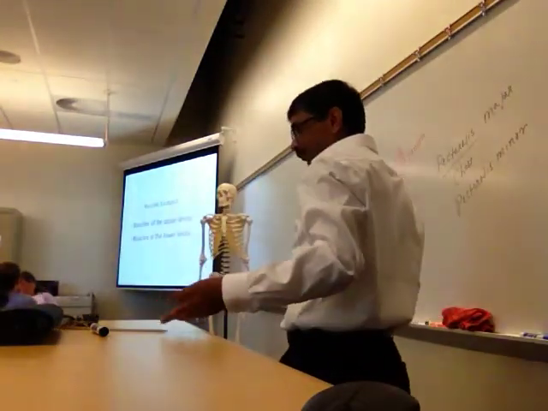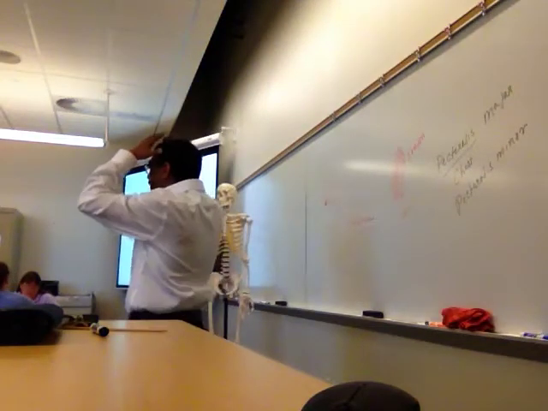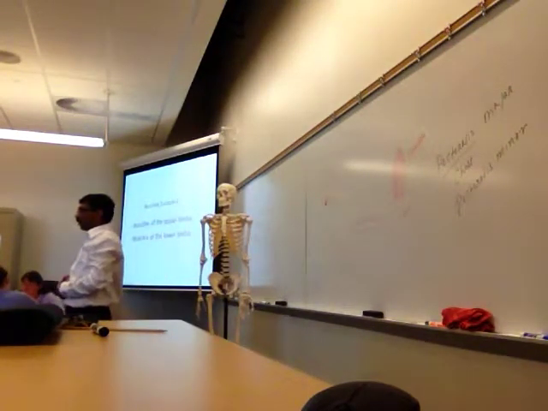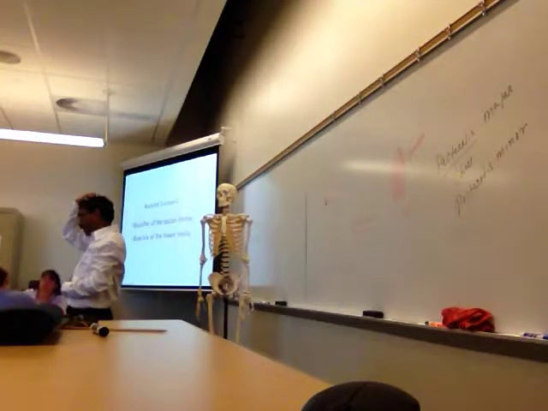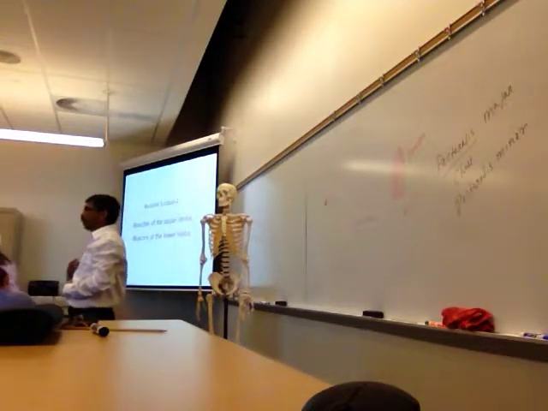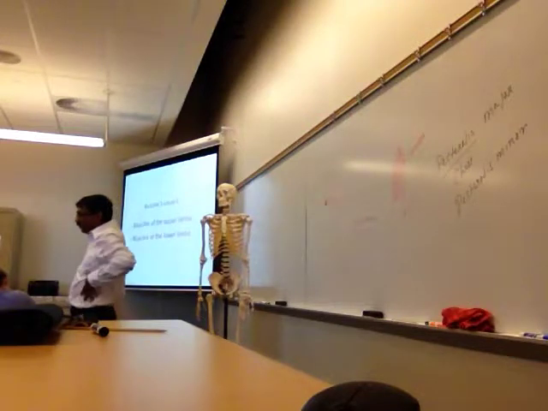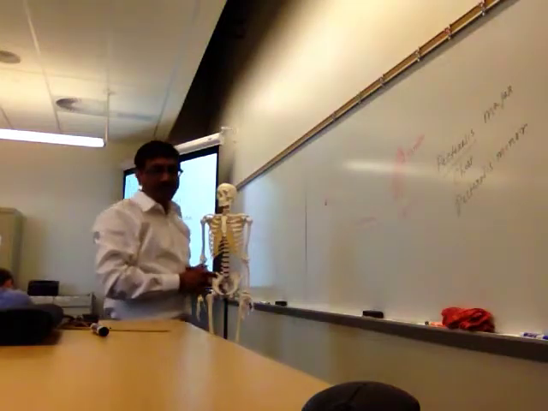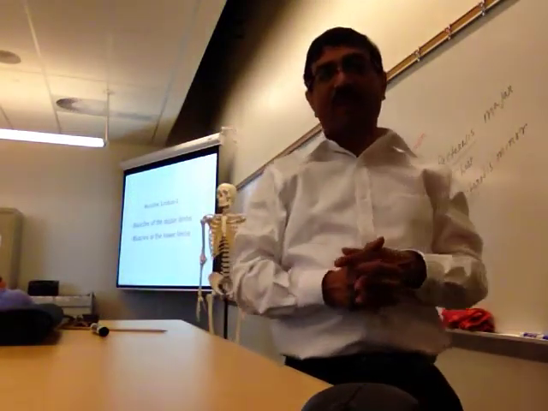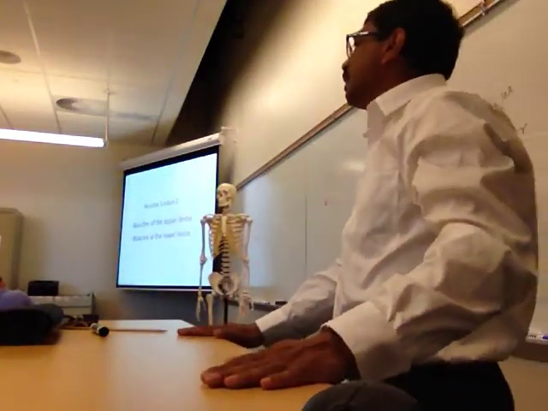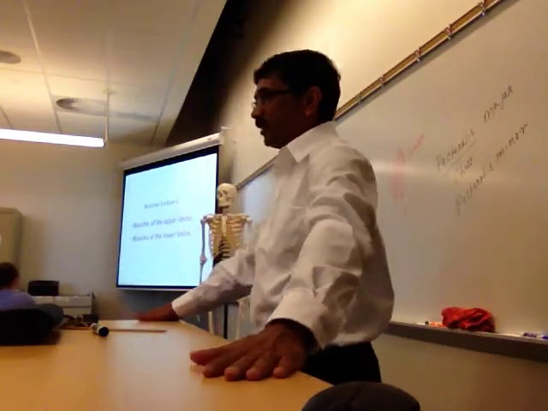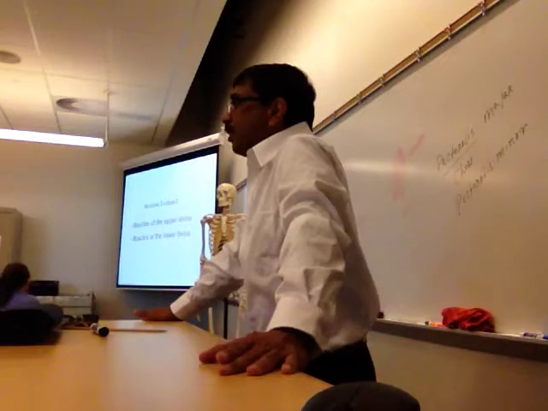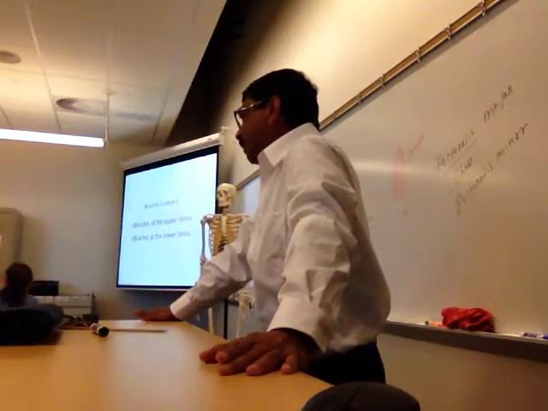Okay, so we are done with the muscles of the axial part of the body: the muscles of your skull, muscles of your vertebral column, muscles of your trunk. So we are done with the axial muscles. Then we'll talk about the appendicular muscles. Appendicular muscles are the muscles of the upper limbs and the muscles of the lower limbs.